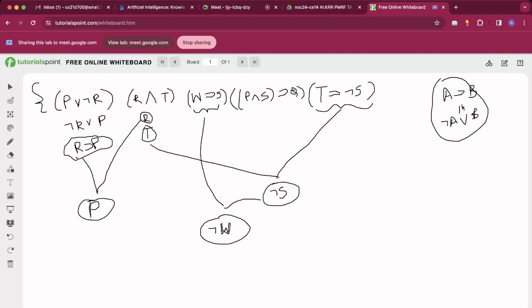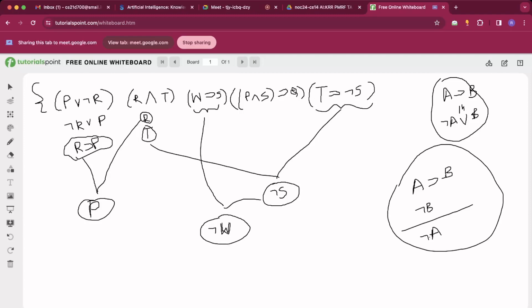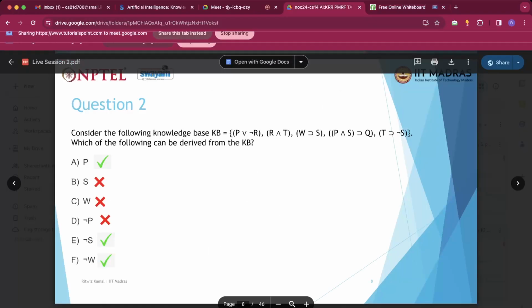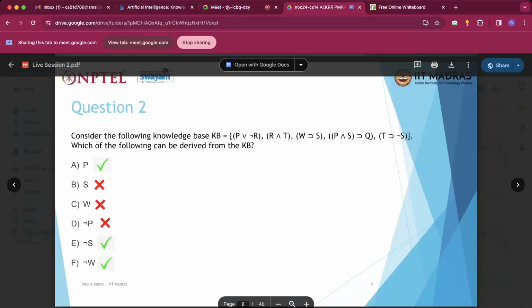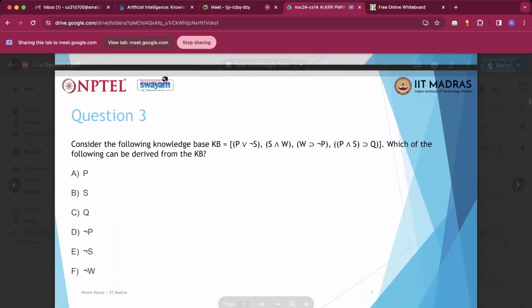using modus tollens, which is if A implies B and not of B, then we can deduce that not of A is true. Okay, this is modus tollens. So we derived P, not of W and not of S. I hope that helps. If not, it will become further clearer as we see one more example of a slightly different knowledge base.